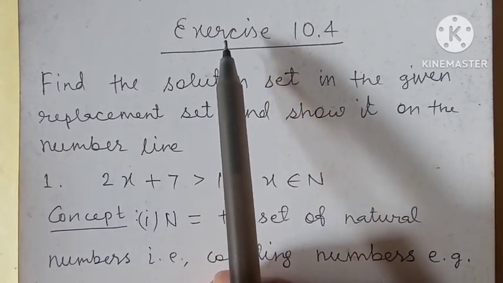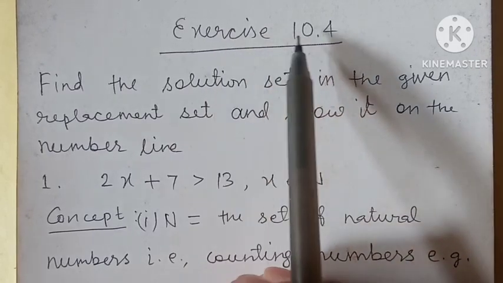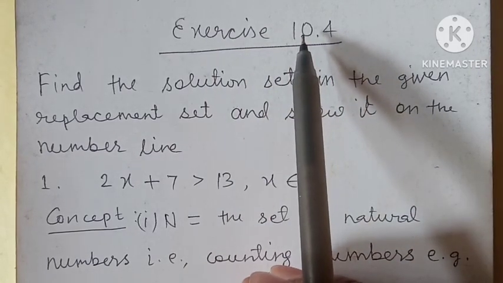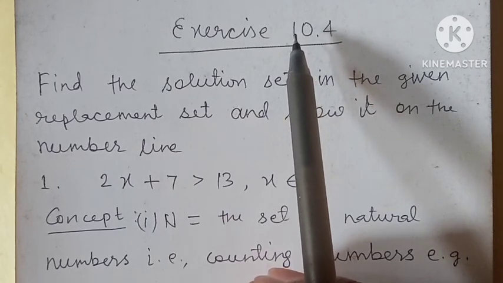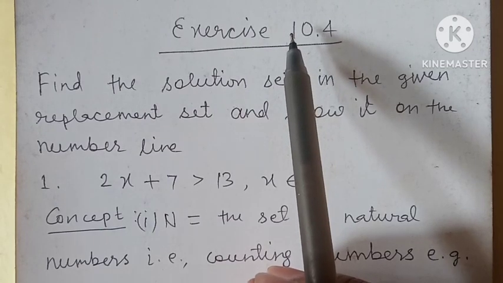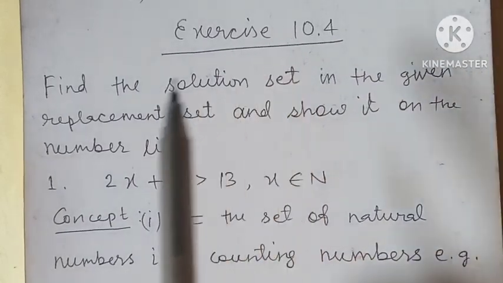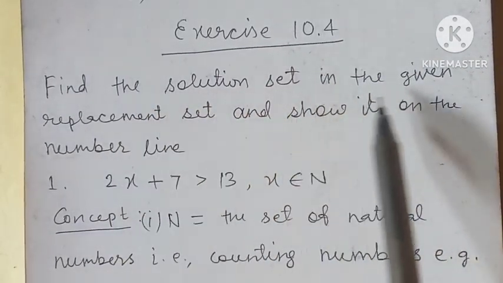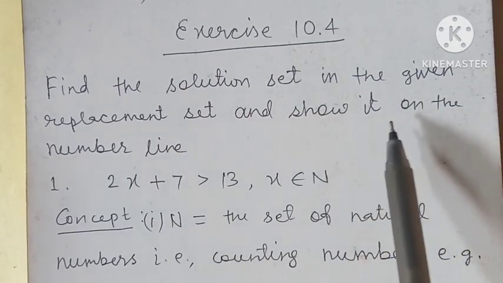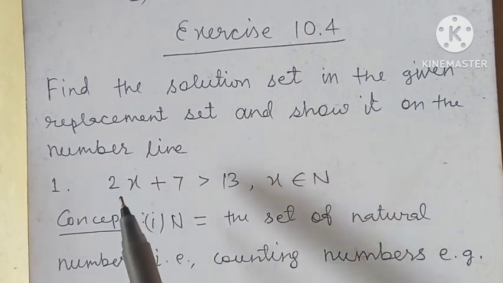Let us start our session with exercise 10.4. In this chapter, we shall discuss the solution of linear inequations. A linear inequation is a statement having an inequality sign, that is, less than, greater than, less than or equal to, greater than or equal to. Here the question is, find the solution set in the given replacement set and show it on the number line.